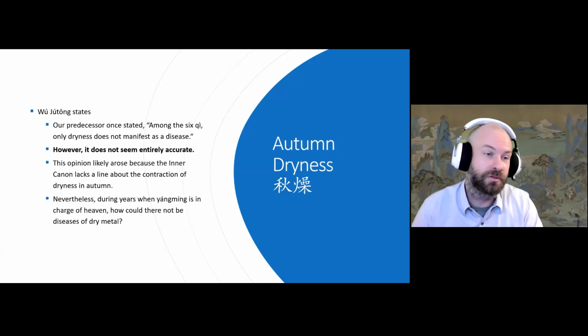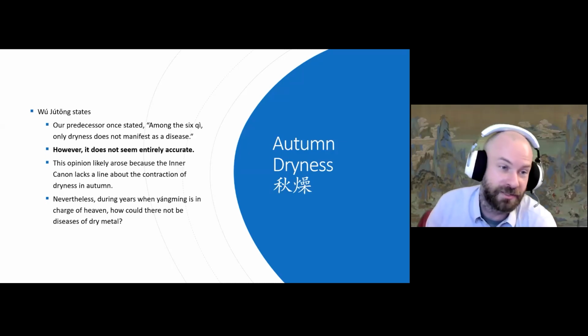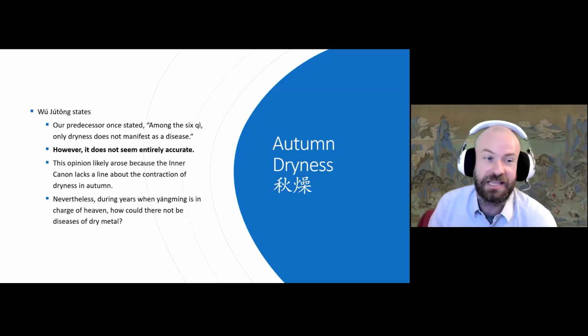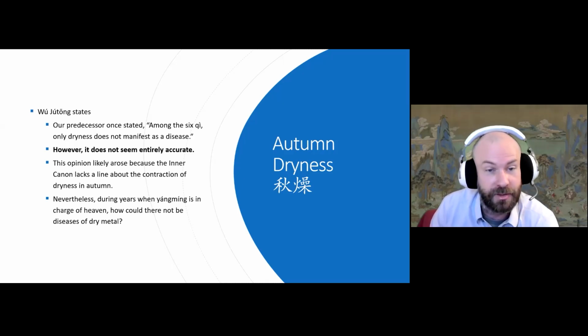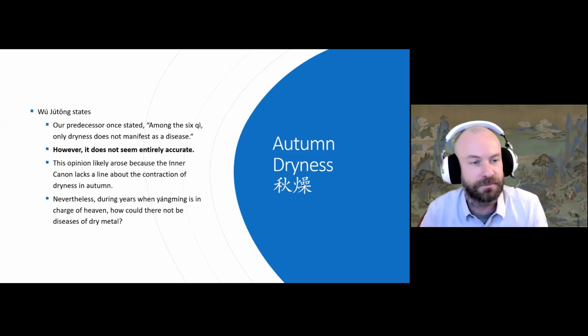So Wú Jūtōng states, a predecessor once stated, among the six qi, only dryness does not manifest as a disease. However, this does not seem entirely accurate. The opinion likely arose because the inner canon lacks a line about the contraction of dryness in autumn. Nevertheless, during years when Yang Ming is in charge of heaven, how could there not be a disease of dry metal? So, this is just about theoretical arguments.